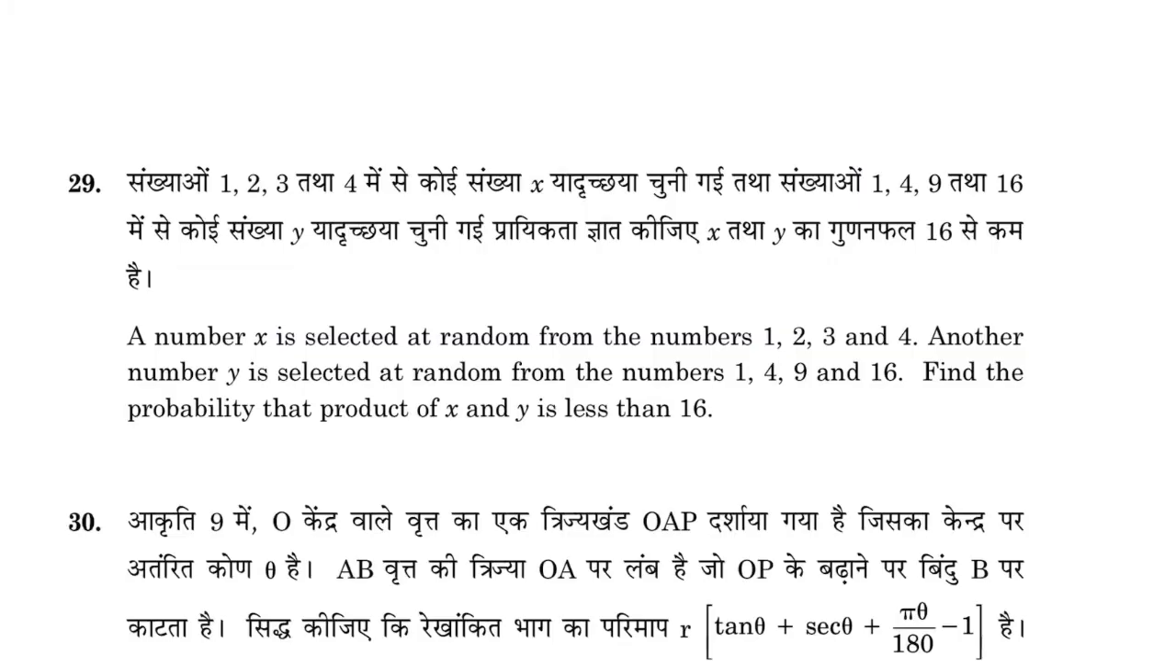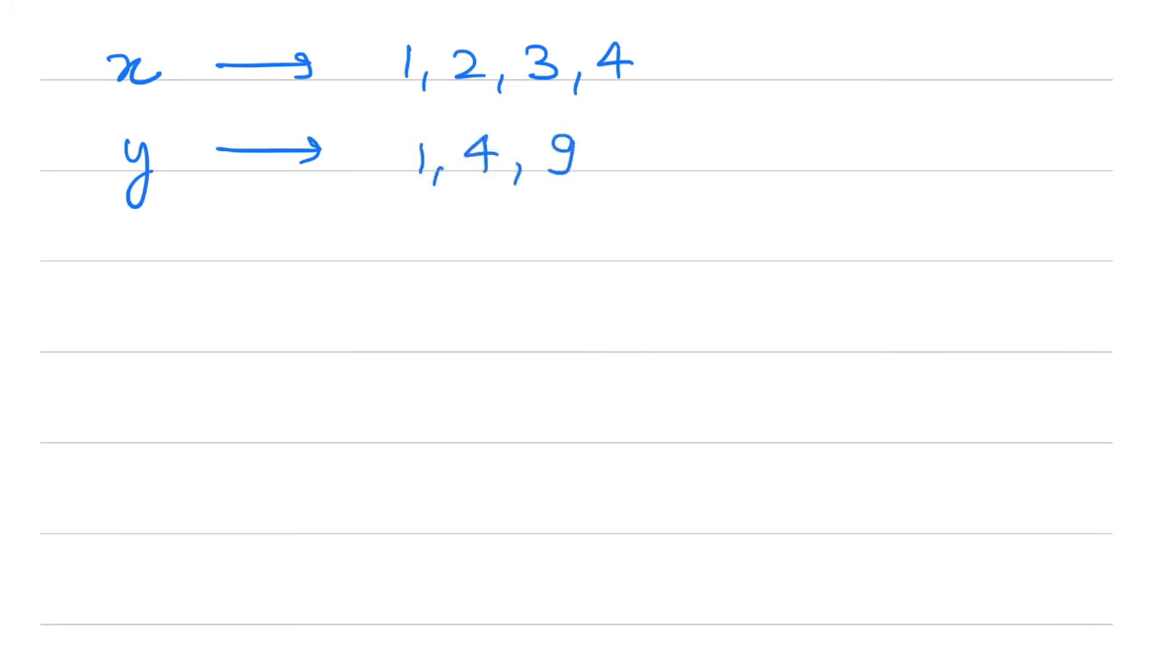Question number 29. This question says a number x is selected from the numbers 1, 2, 3, 4, and another number y is selected from the numbers 1, 4, 9 and 16, and we have to find the probability that the product of x and y is less than 16. So xy has to be less than 16. So let's see all the products now.